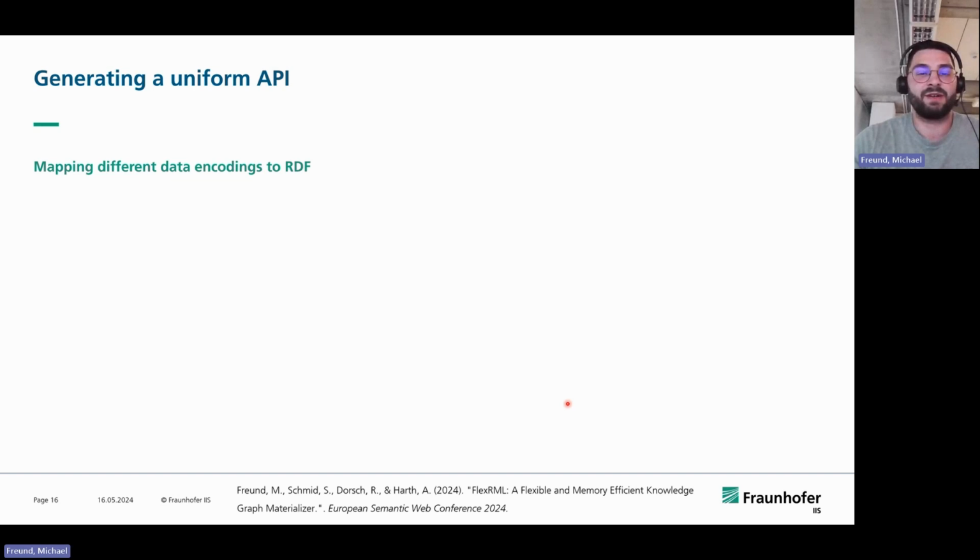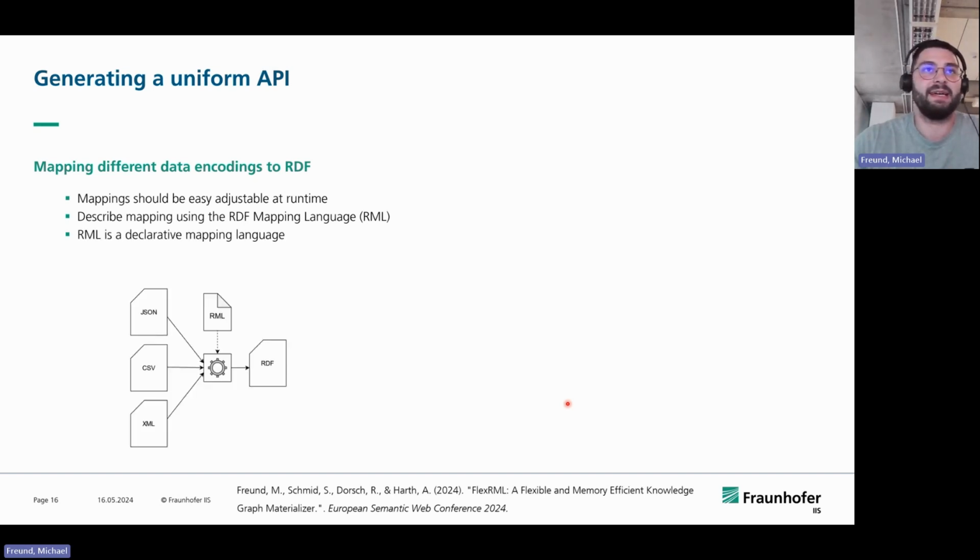The last part I want to talk about is how we map different data encodings to a uniform data encoding, namely RDF. For that, we want to have mappings that should be adjustable at runtime at the mediator level. So we don't want to hard code them. And for this, we can describe the mappings using the RDF mapping language, short RML, which is basically the de facto standard when transforming non-RDF data to RDF. And RML is a declarative language, and it works like this.